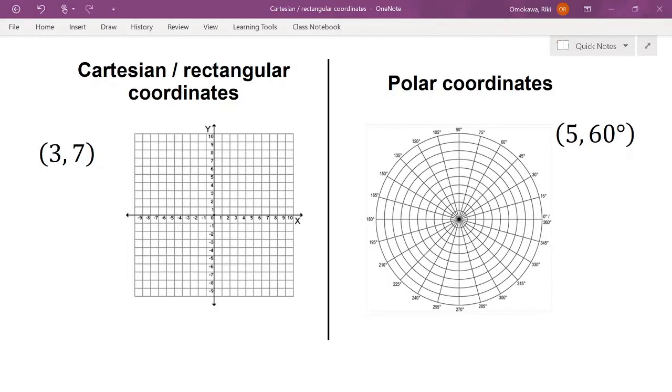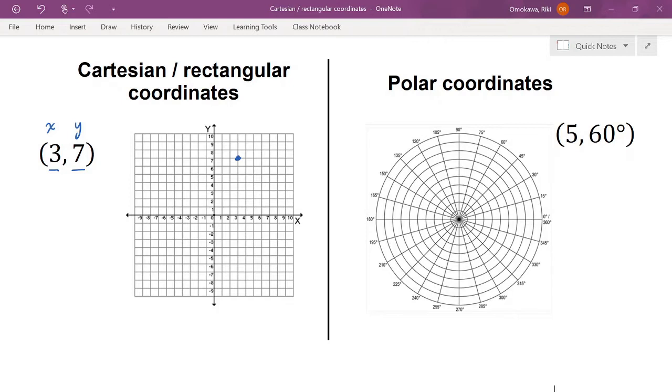Now specifically, how does this all work? In what we're used to, Cartesian or rectangular coordinates, the ordered pair, (3, 7), this left number is the x value, and the right number is the y value, right? So of course we start at the origin, and we go right 3, up 7. And that's the system we're used to so far.